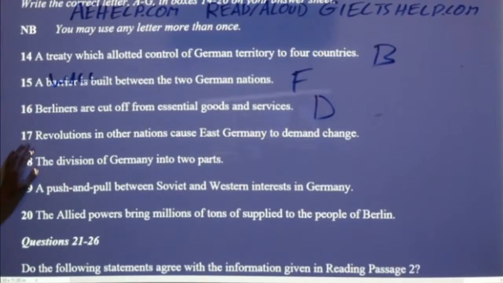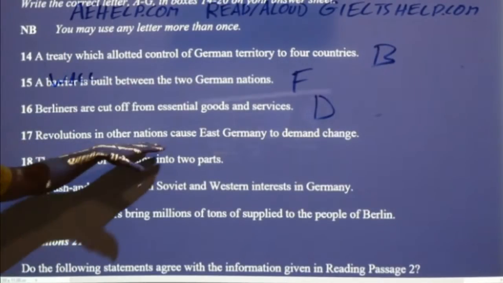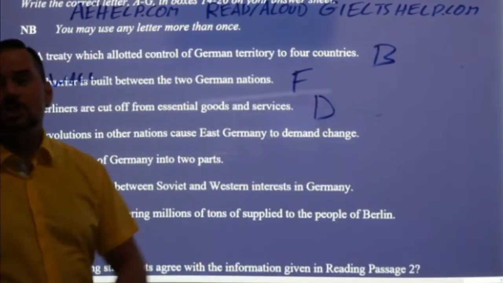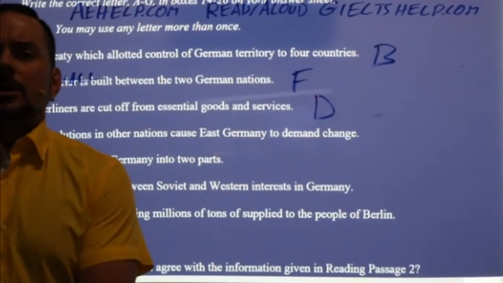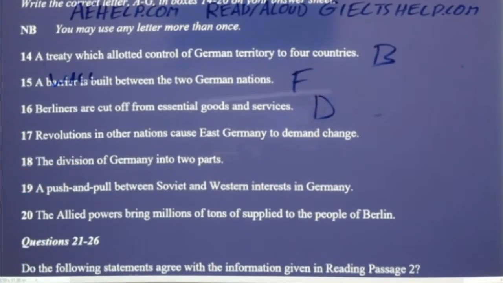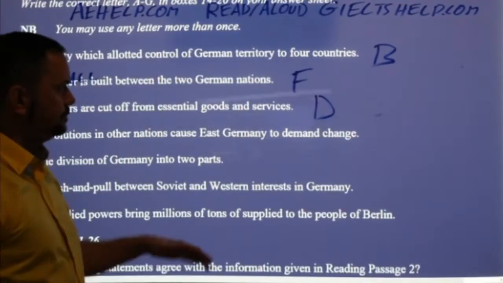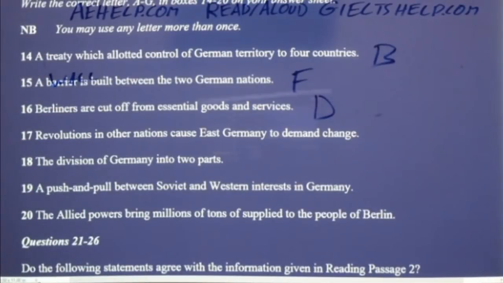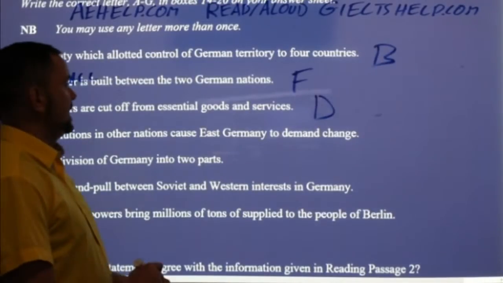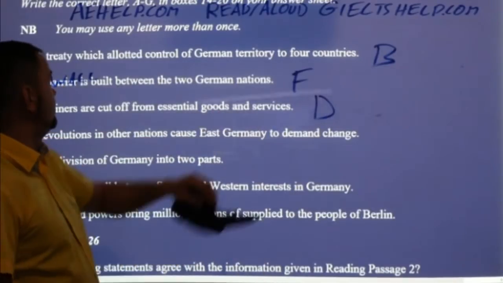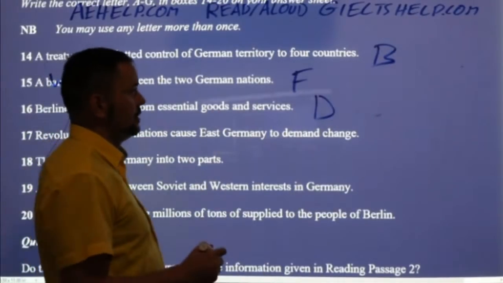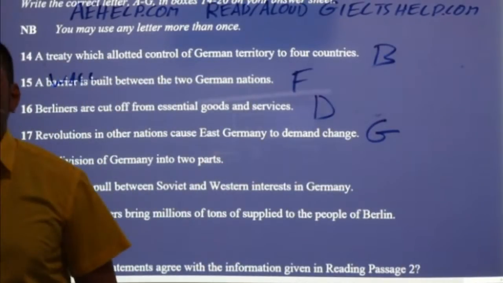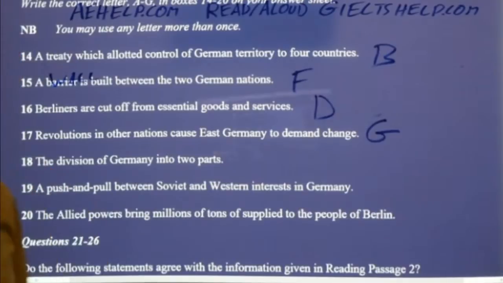Okay, 17, revolutions in other nations caused East Germany to demand change. Great, so now we're getting near the end. I think maybe G, that was the last paragraph, potentially, because that came after F. So E, F, G, so we're coming right to the end there, where it's the breakdown of the wall. Yeah, that's right, very nice. Look at all of you clever students.